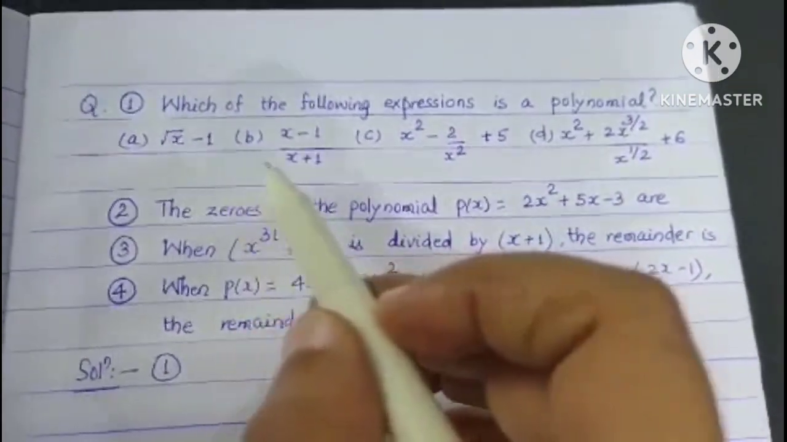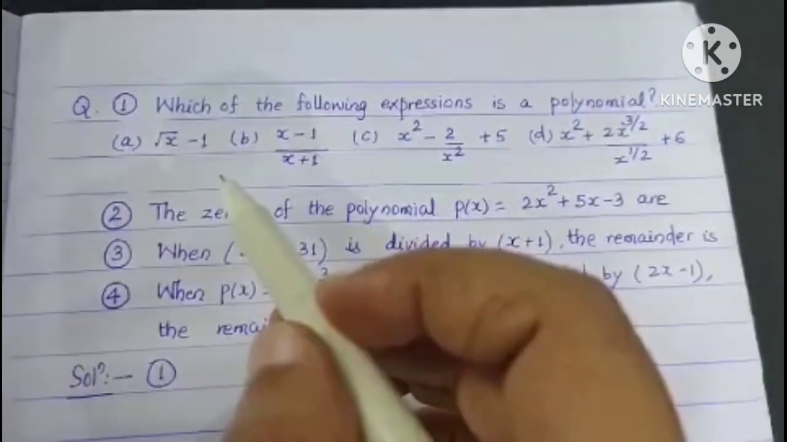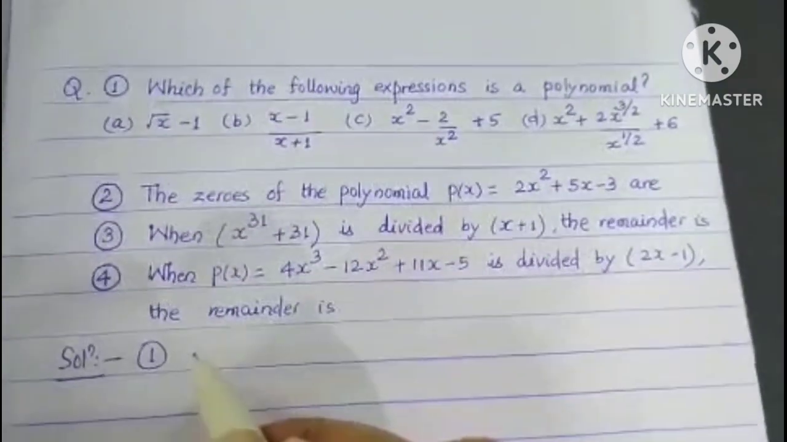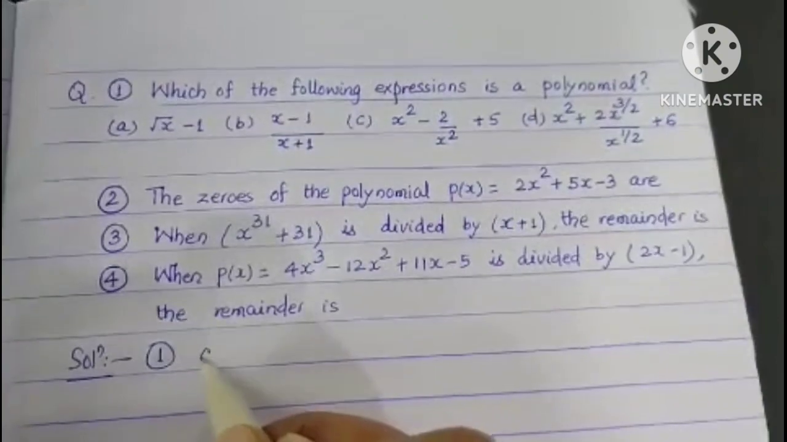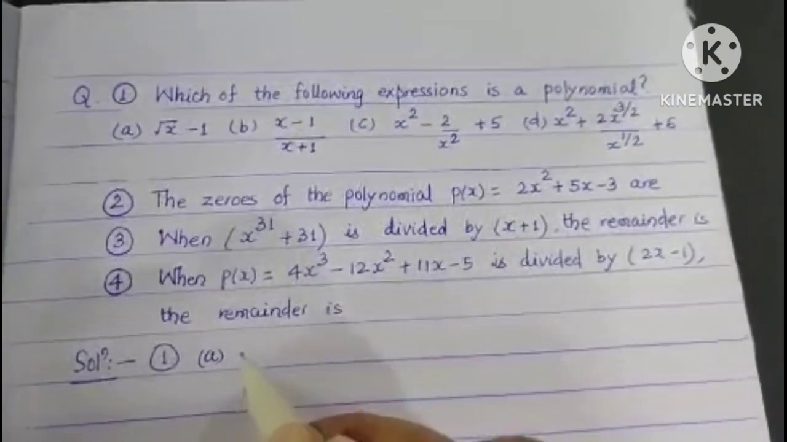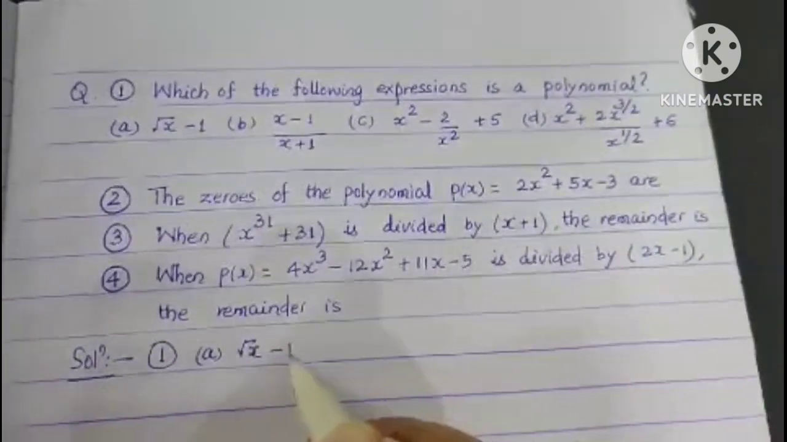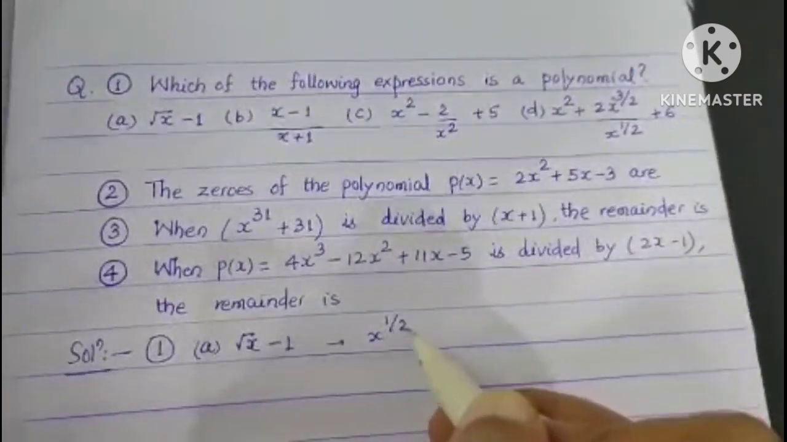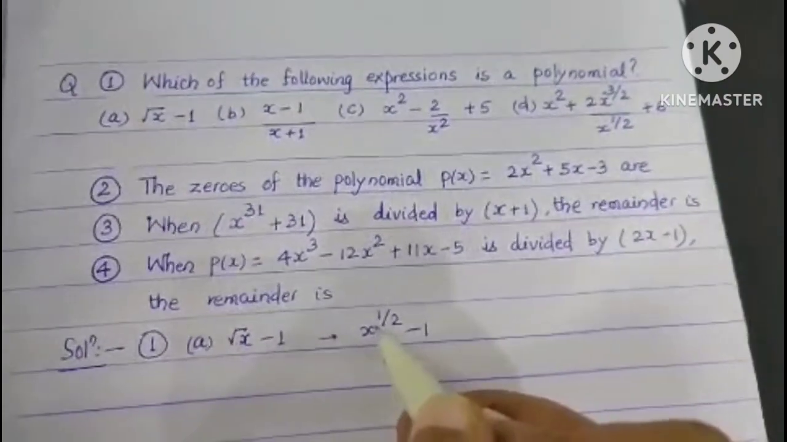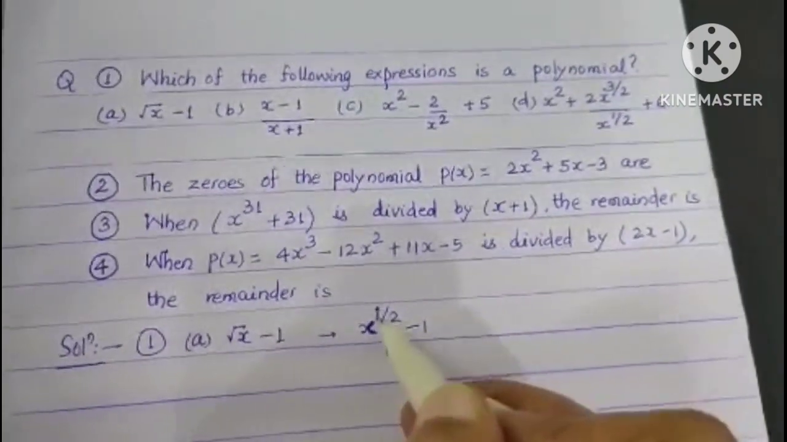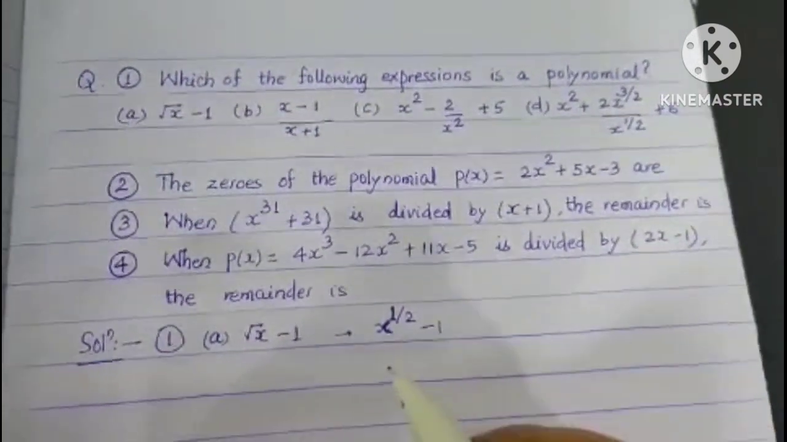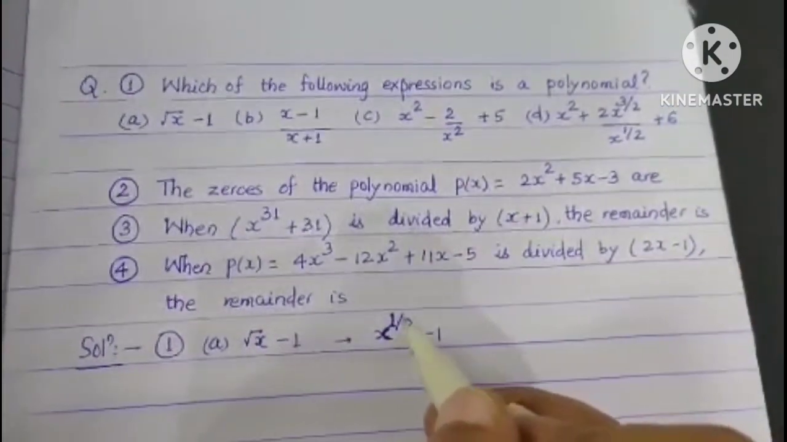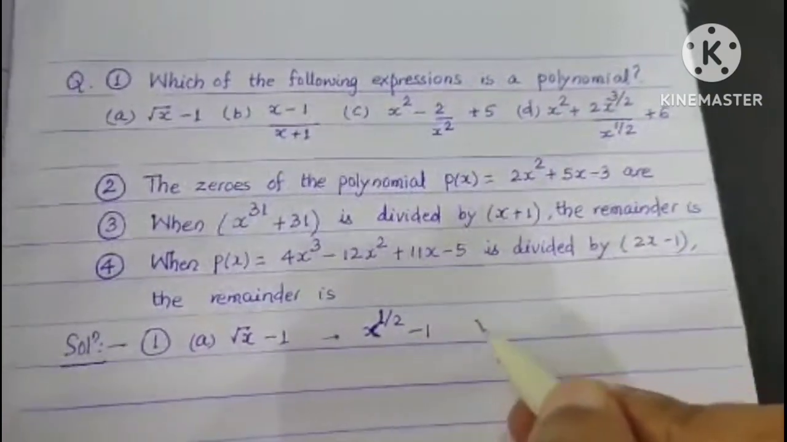Okay, we have been given 4 options. We will have to look at each and every one. So the first one is option A, that is root of x minus 1. So here you can write it as x to the power half minus 1. So the degree is actually fractional, so it cannot be a polynomial, as by the definition of a polynomial you cannot have a fraction here. Okay, so it is not a polynomial.